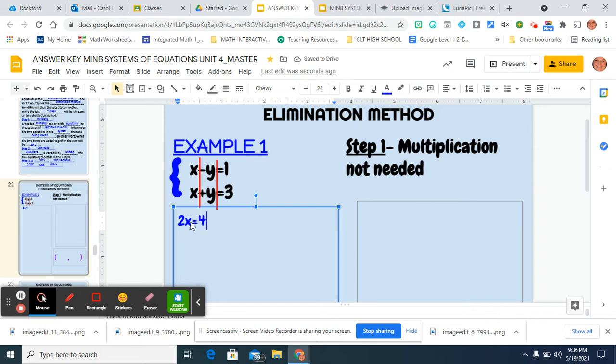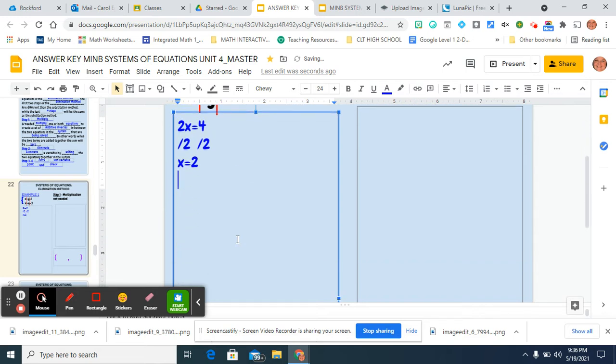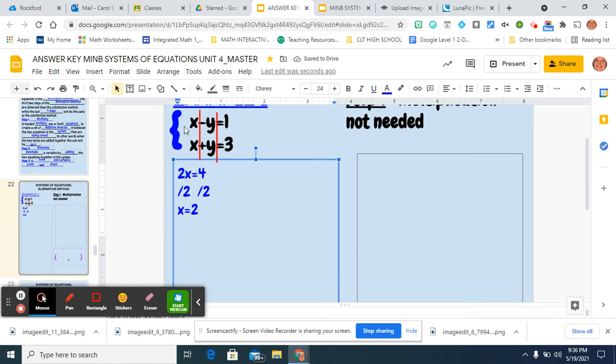So 2x equals 4. Now I have a one-step equation that I'm going to go ahead and solve for by dividing both sides by 2. And I'm going to get x equals 2. Now once I know the value of x, I choose one of the equations up here. It doesn't matter which one. I'm going to choose the bottom one and do 2 plus y equals 3, because I know the value of x is 2. So to get y by itself, I'm going to subtract 2 from both sides, and I'm left with y equals 1.